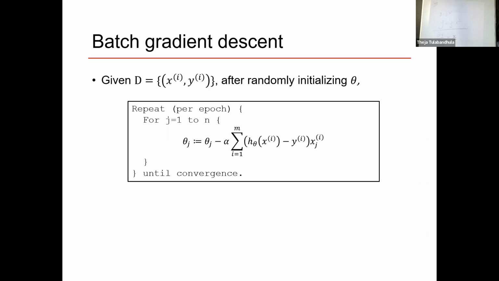I am not combining them. This is a coordinate-wise update. Instead of writing this for loop, I could have just written a vector update: theta new is equal to theta old minus alpha times the gradient of the loss with respect to theta. I could have written that.